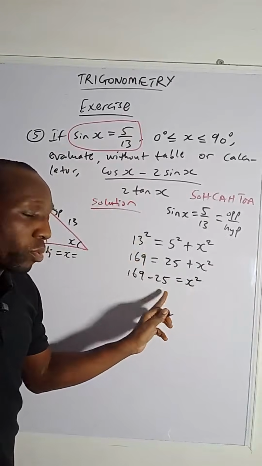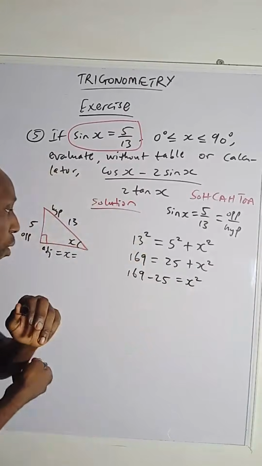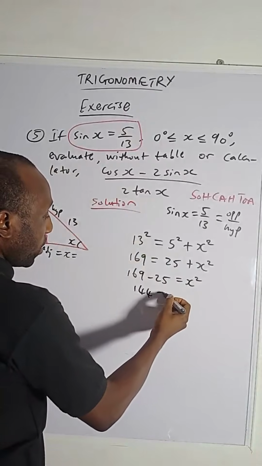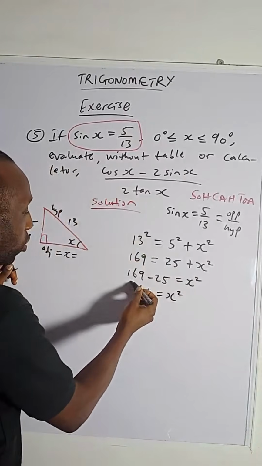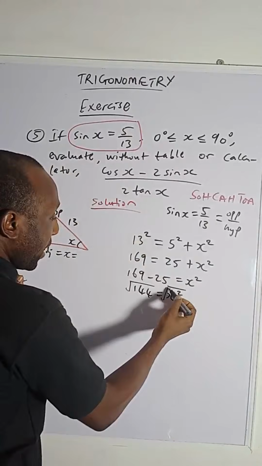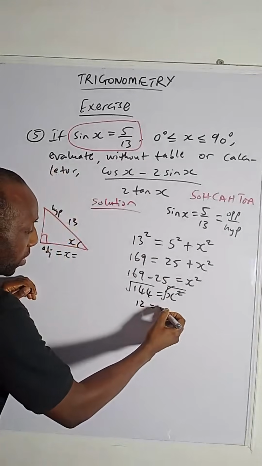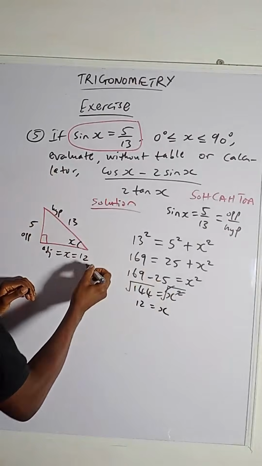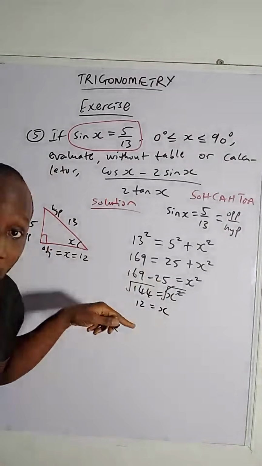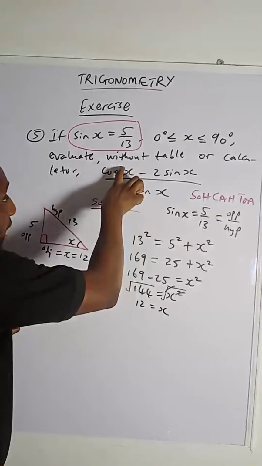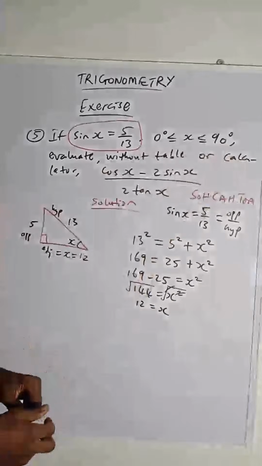169 minus 25 is what? 144. So 144 is equal to x squared. If you square root both sides to get x, the square root of 144 is 12. So x is 12. Now we have gotten the third side. We can now get cos x and the other three ratios, right?